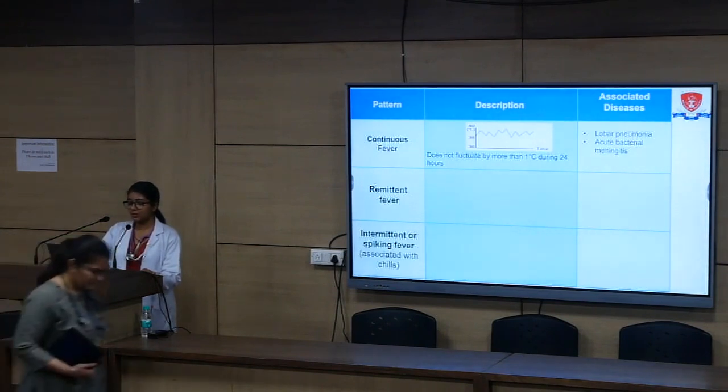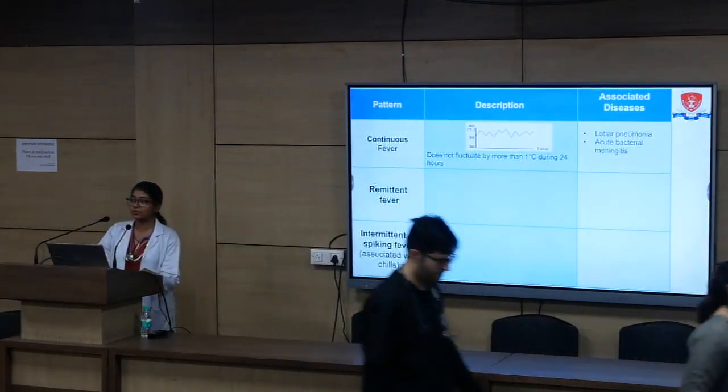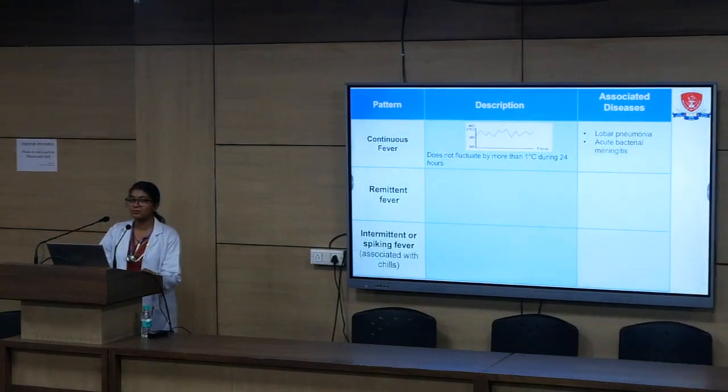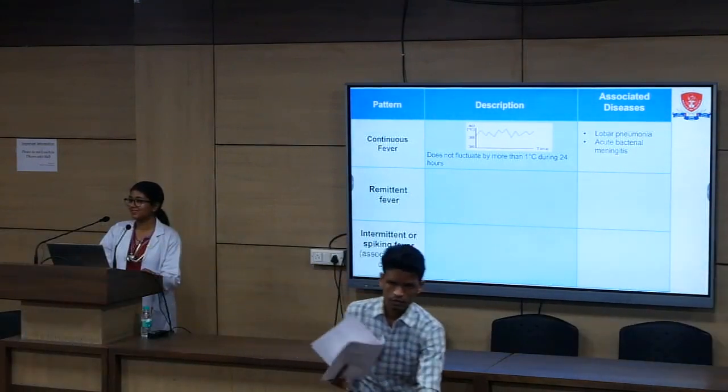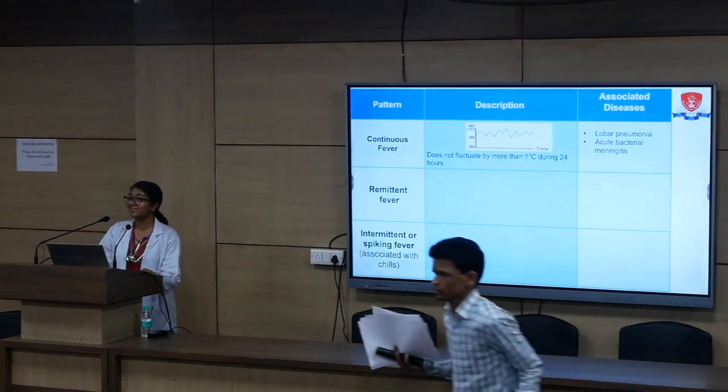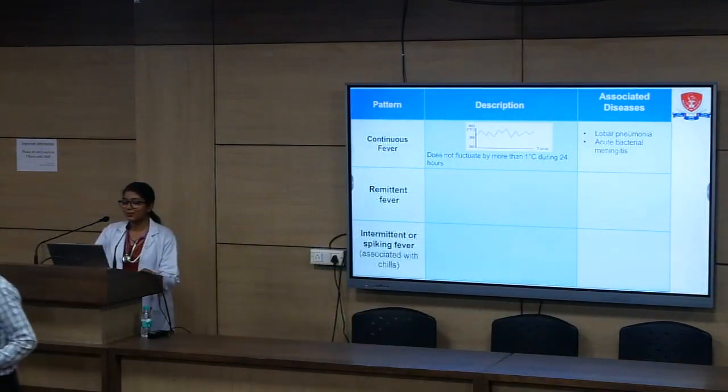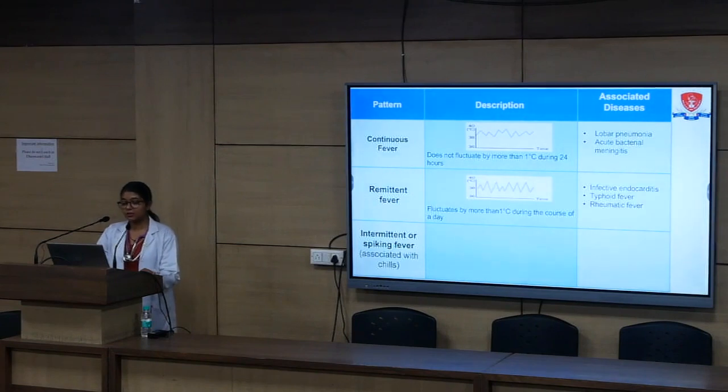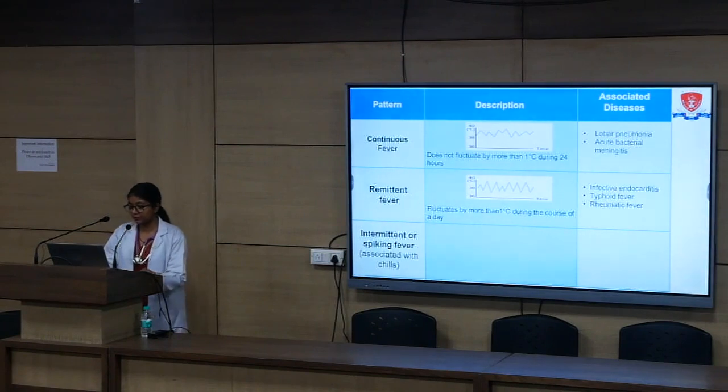Can anyone tell me what remittent fever means? No one? Okay, so remittent fever is very similar to a continuous fever, but there is a fluctuation of more than 1 degree Celsius during the course of the day, but the temperature does not reach the baseline. This is commonly seen in infective endocarditis and typhoid fever.